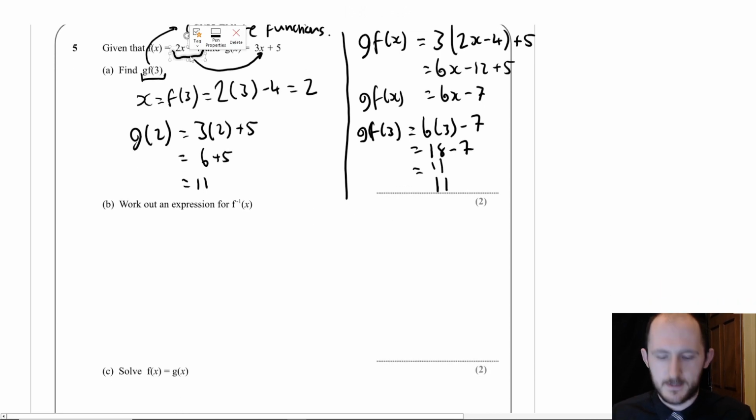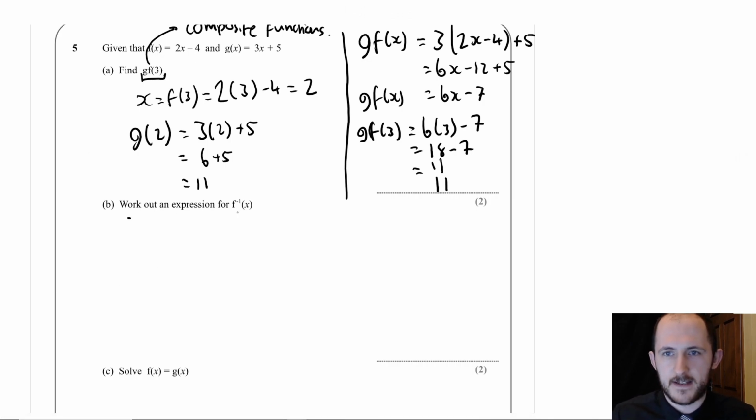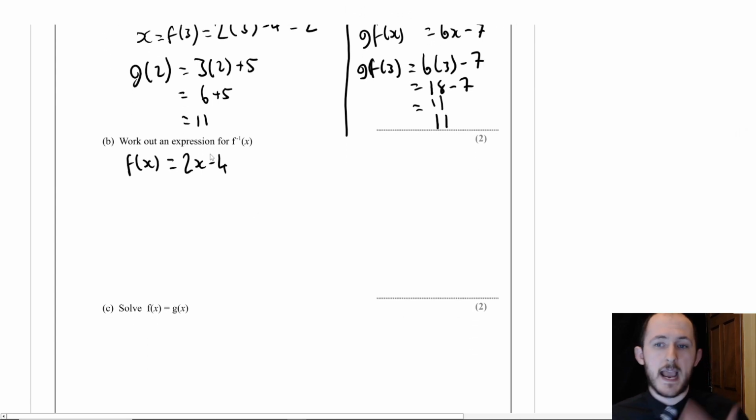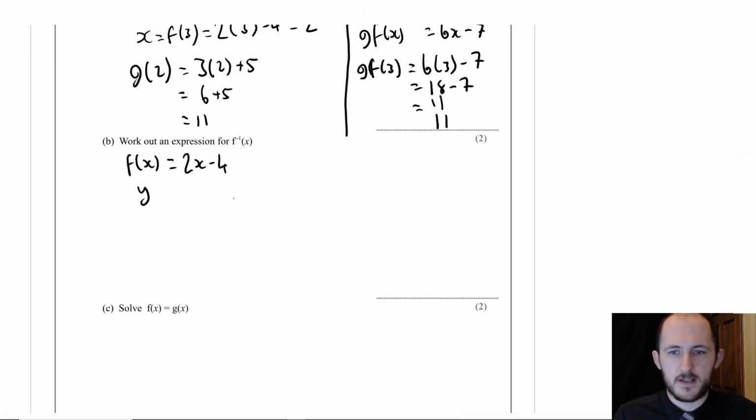Okay, I'm going to delete some of the stuff that I've written because it's a bit distracting. It then says work out an expression for f minus 1 of x. So I'm going to write out f of x again because I've kind of covered it up with my writing. So we want to work out the inverse function. Now again, you can use your logic to find out what it would be. If the function is 2x minus 4, then you can assume that you're going to add 4 and divide by 2 to get back to the original. But let's use this method.